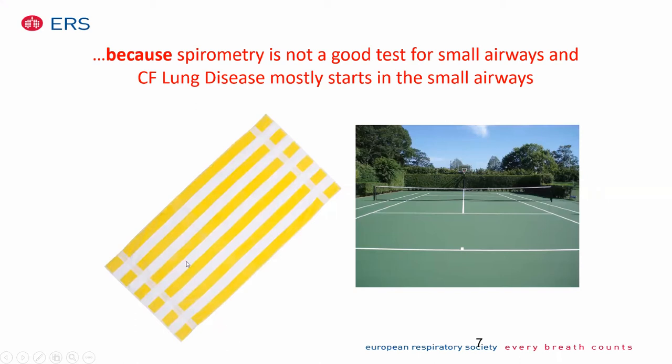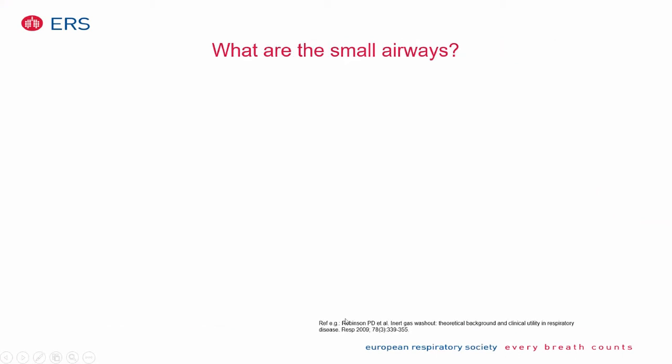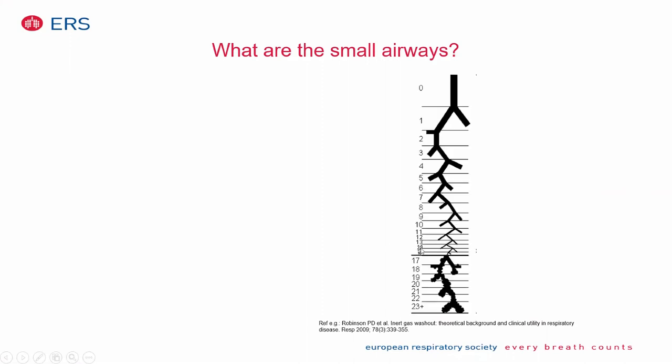And I have a picture here of a beach towel and a tennis court. And actually what the spirometric parameters measure are the central airways, and they are sort of equivalent to the beach towel. And what we need to look at are the small airways, and they have the compared size of a tennis court. And you see here, this is spirometry, and this is what we need to look at. So we miss a lot when we do just spirometry. What are the small airways?